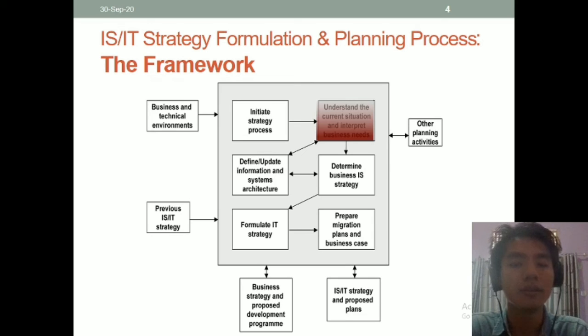And the rest is also a process of the formulation, which includes previous IS IT strategy, business strategy, and the proposed development program, ISIT strategy and proposed plans and other planning activities, etc.